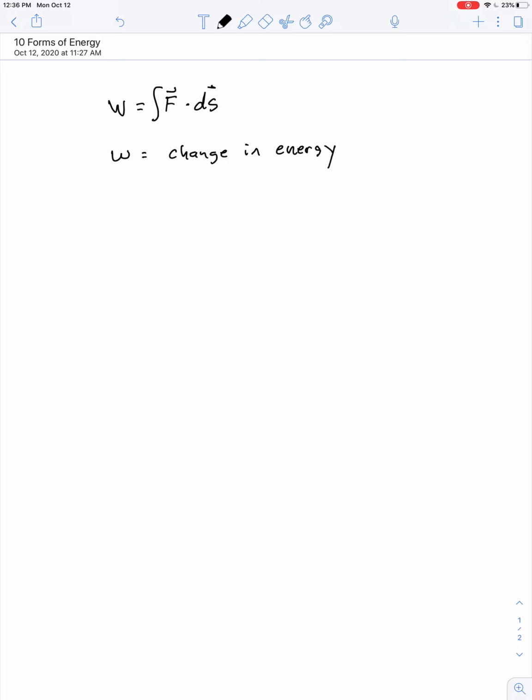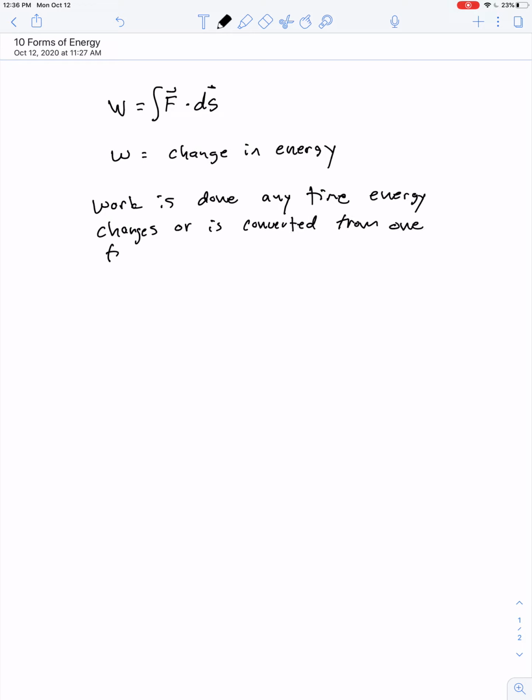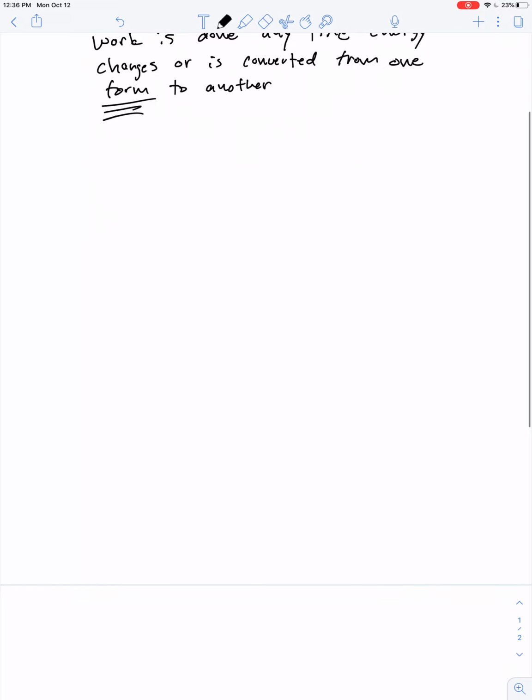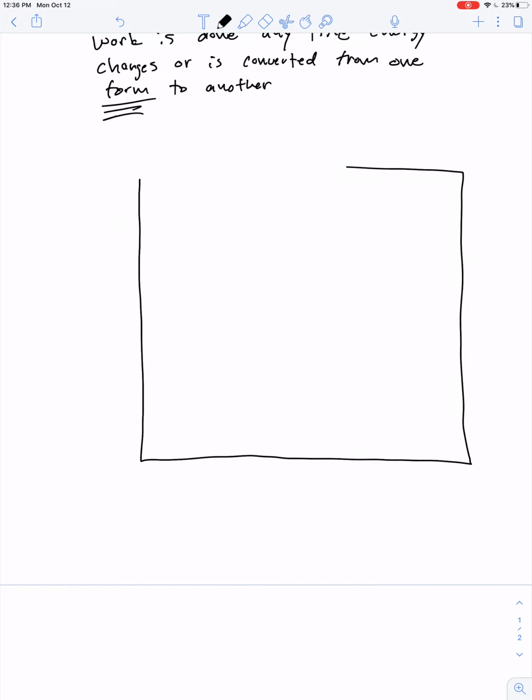Let's clean up that definition a little bit and say that work is done anytime energy changes or is converted from one form to another. So that begs the question, what are the different forms of energy that we want to investigate? I want you to think of all the possible forms of energy as being contained in this big box.